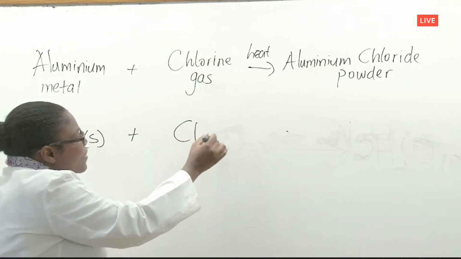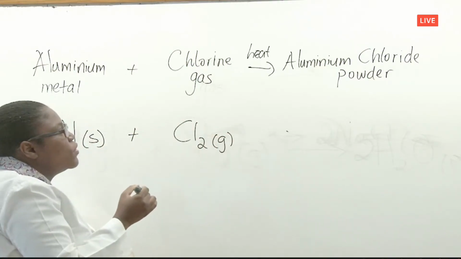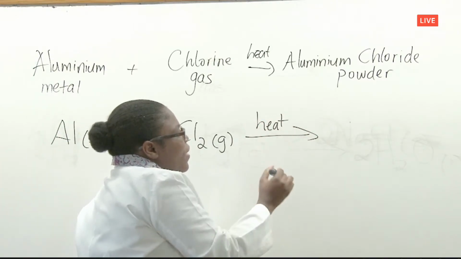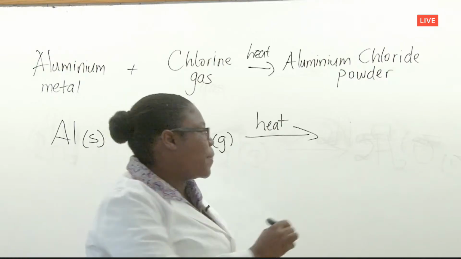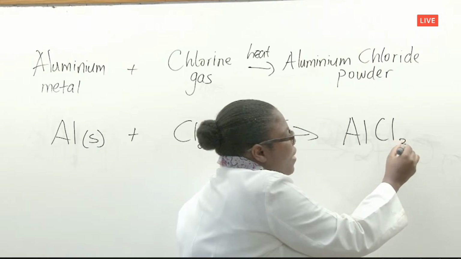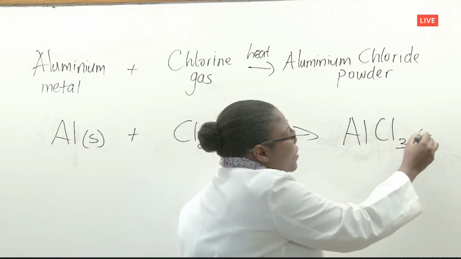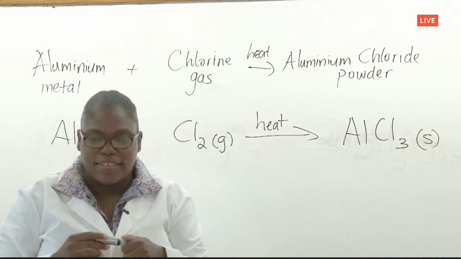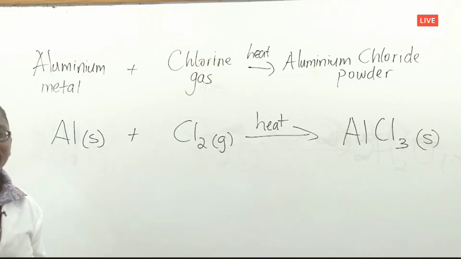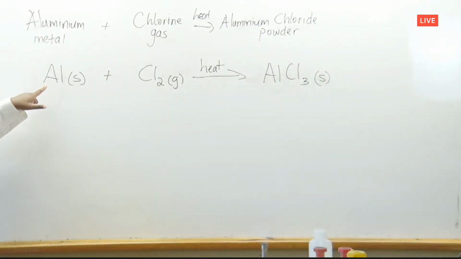We had chlorine gas, so remember that, Cl2. In the presence of heat, we got aluminum chloride, AlCl3, and solid. Okay? If you're wondering where that 3 came from, you need to learn how to write your formulae. Okay, so let's go. Let's balance it.